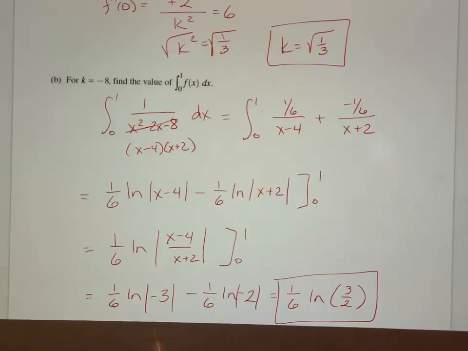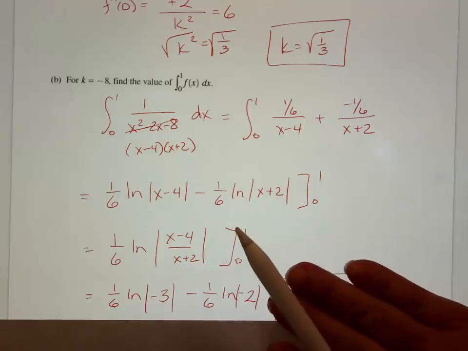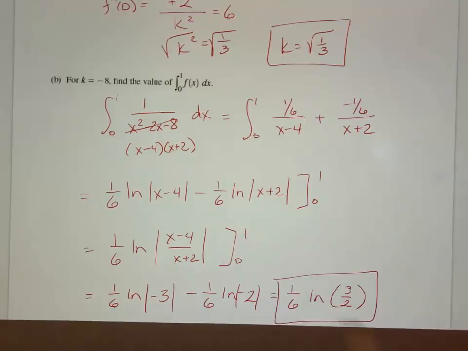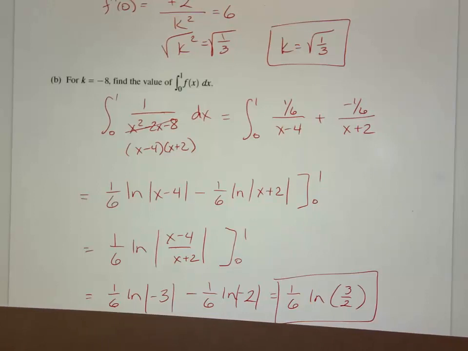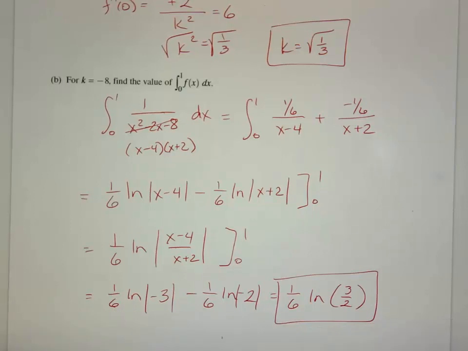If somebody stopped here and just said 1/6 ln of negative 3 without absolute values, minus 1/6 ln of negative 2 without absolute values, that is a wrong answer because that does not exist. You could stop right here as long as you have the absolute values. But if you did not get to the point where you show that it's a positive 3/2 because of the absolute values, then you will probably not get credit for that. So that's the end of part B.